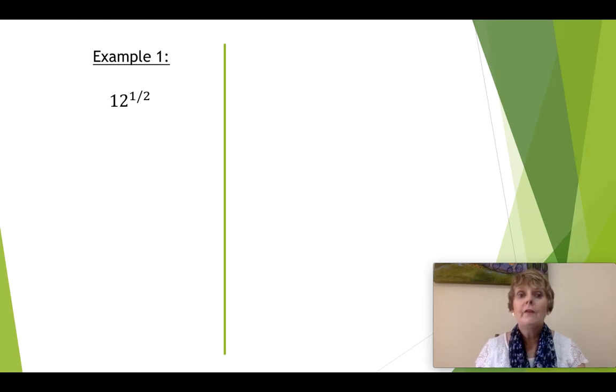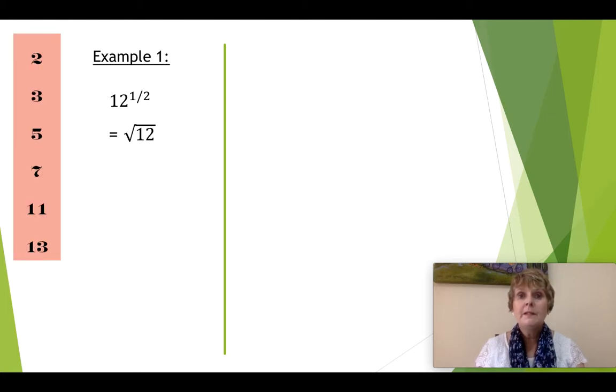12 to the power of a half is equal to the square root of 12. We're going to need our prime numbers so that we can write 12 as the product of prime factors. 12 is 2 times 2 times 3. Now we're going to group the numbers in pairs of 2. For each pair, you take out one of those numbers. The 3 is not part of a pair, so that remains inside the square root.